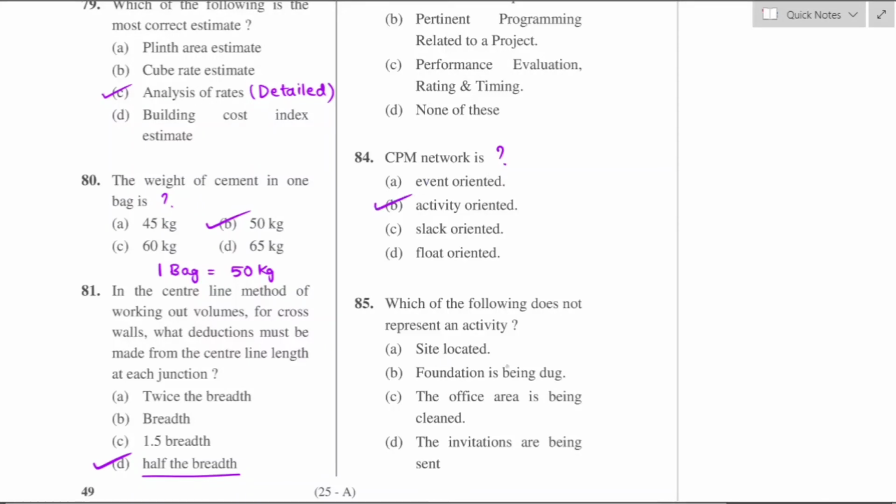Question number 85. Which of the following does not represent an activity? Among these options, you can observe site located is not an activity, it is an event because there is no action going on. But in option B, foundation is being dug means there is some activity going on. Option C, the office area is being cleaned, so there is a cleaning activity. And option D, invitations are being sent, so there is a sending activity. So all these options represent activities, but option A does not because it is an event. So option A is the right answer.